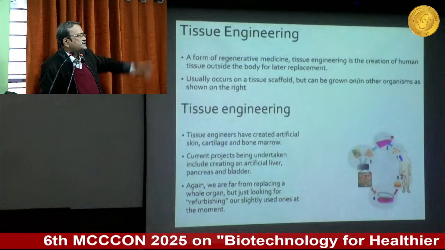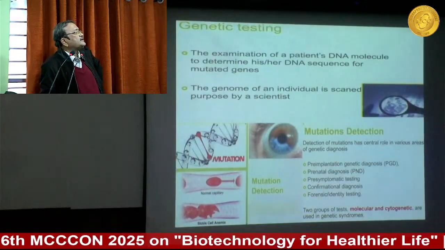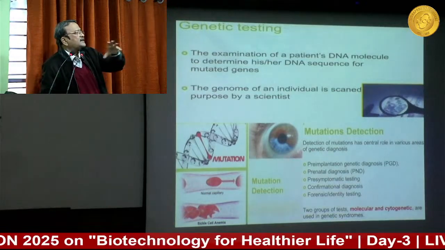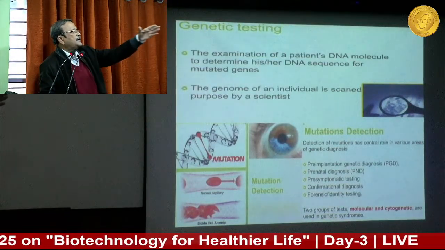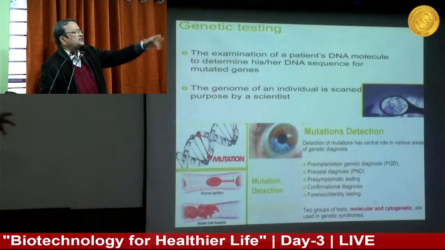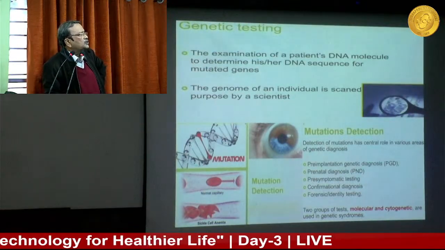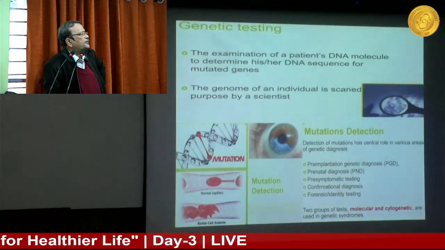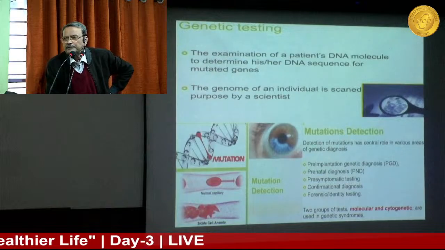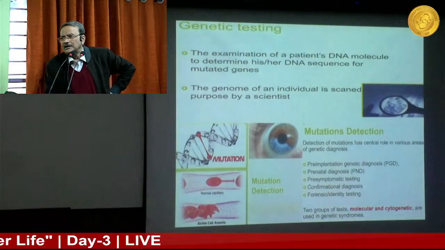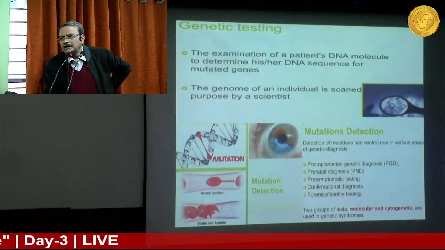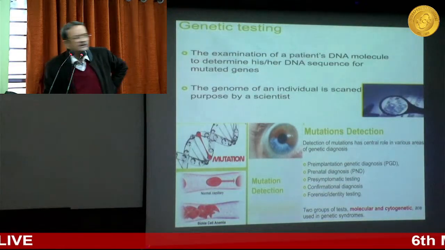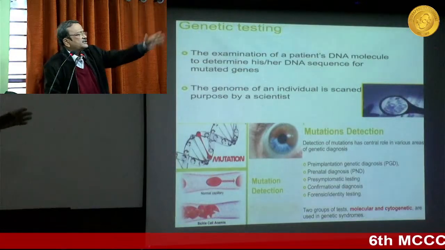There are so many things in tissue engineering. The genetic testing of different diseases and disorders is detected by the application of the DNA molecule to determine his and her sequence from the mutant genes, like when people suffer from new diseases like corona, or different types of influenza, always changing day by day, month by month, year by year. Then it is detected by the sequencing technique.